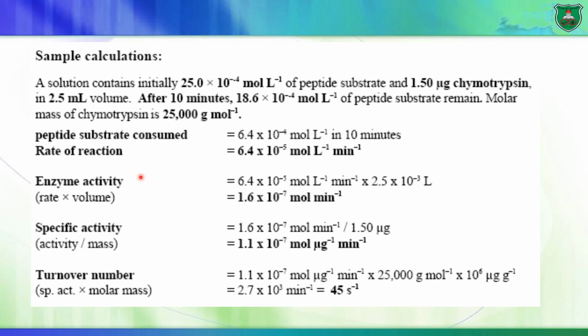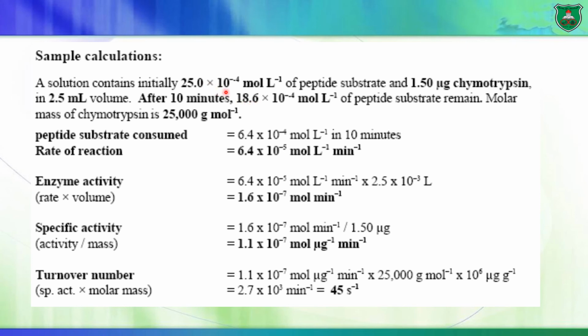So it's basically, so the velocity of the reaction, the rate of the reaction, is how much substrate consumed per unit time, which is 6.4 times 10 to the minus 4. That is because you're starting with 25, and after 10 minutes you end up with 18.6, right?